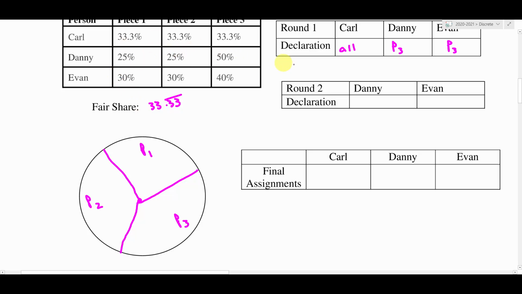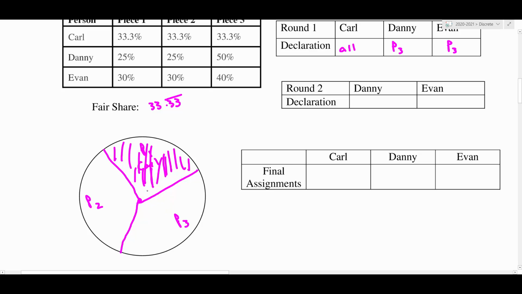have all their evaluations up here. So piece 3 is the one that Danny and Evan want. Carl's okay with all 3 of them. So what we're going to do is we're going to give Carl one of these pieces. Let's give Carl this piece right here. We give Carl piece 1, and now piece 1 is gone, and so is Carl. Carl's no longer a part of this. He walks away with piece 1, and Carl's going to be happy.